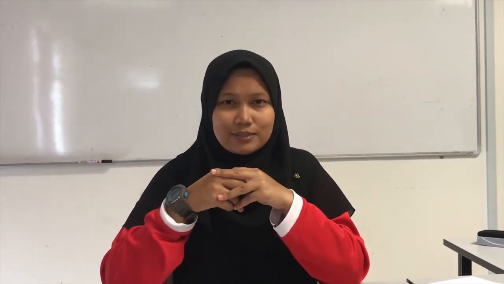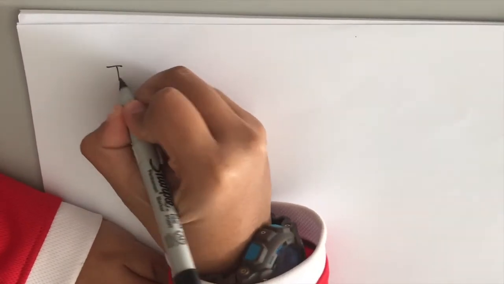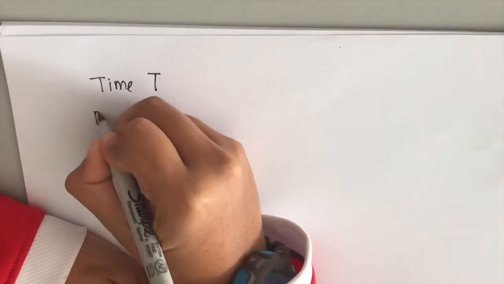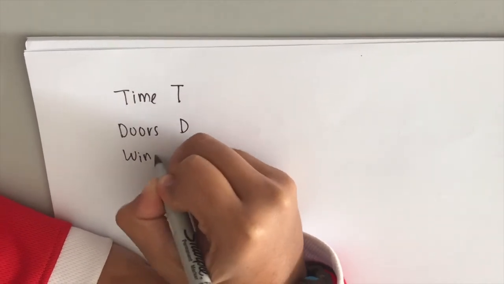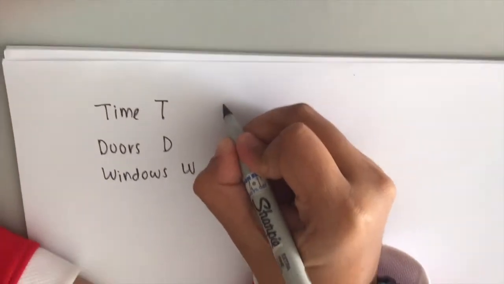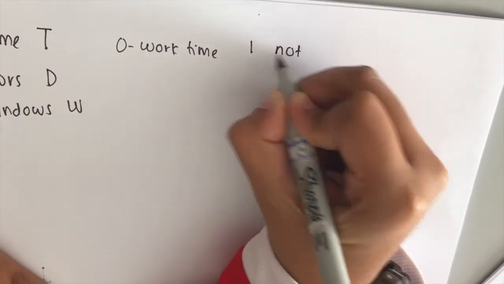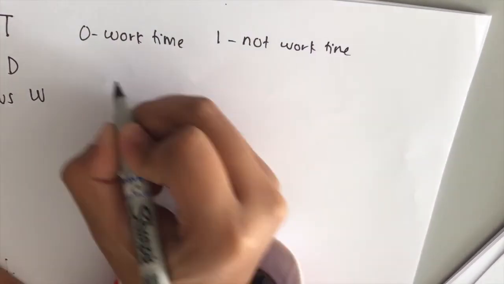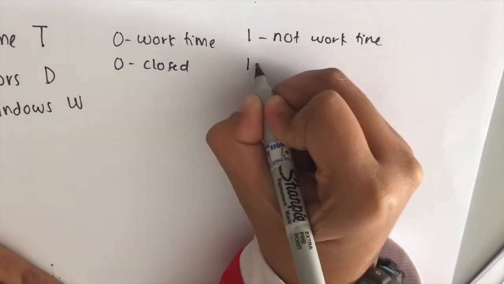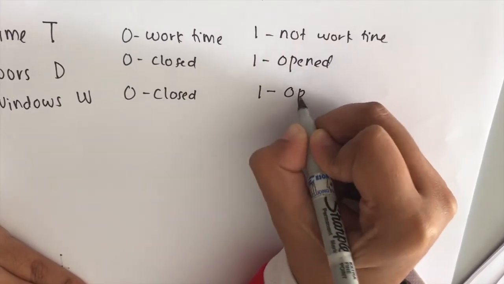This is the perfect class. So why are the bells ringing? This is because the alarm has been set up by using logical circuit concept. Okay, this system is using some variables such as time, which is T, doors, D, and windows, W. So there are two conditions: 0 is work time, 1 is not work time. 0 is closed, and 1 is open.